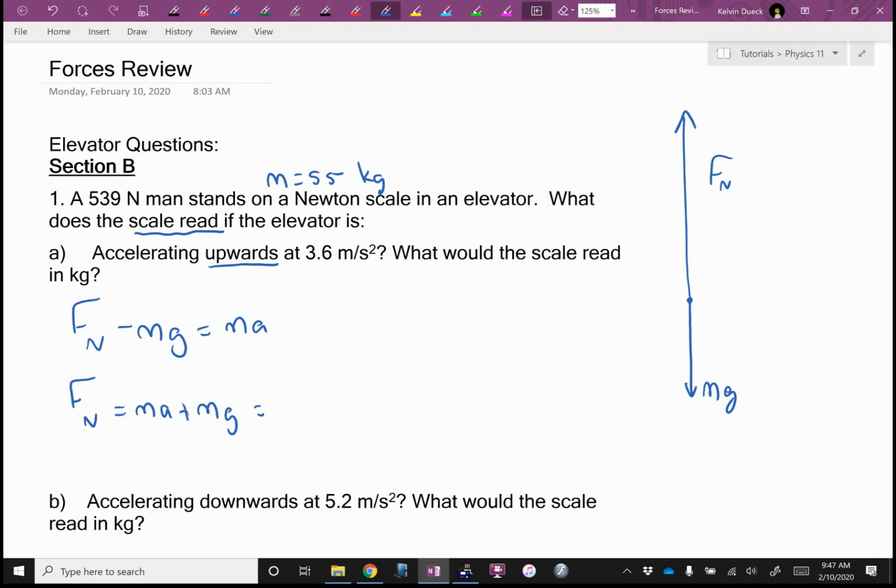Okay? What do you get? So it's going to be 55 times A, 3.6, the question told me, plus 55 times G, 9.8. What'd you get? And the way you're going to participate, by the way, is on your calculator. 737. Normally, this person feels a gravitational force of 539 newtons. They're feeling now that they have that big a force, they feel heavier. And on the way up, if you're accelerating up, you will feel heavier. If you're accelerating down, you will feel lighter.